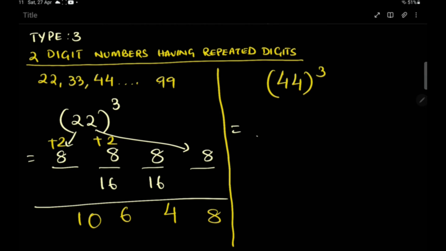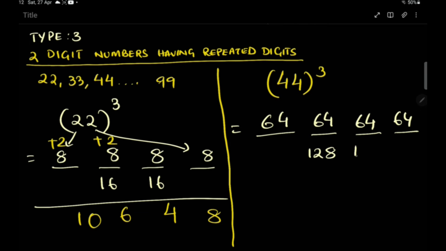Let us try to find the cube of 44. We can write the answer like this. 4 cube is 64, 64 and 64. As we know, 64 double is 128. We'll write 128 like this. Now let us add all those numbers, and for this kind of cube we know only one digit we can bring it down.